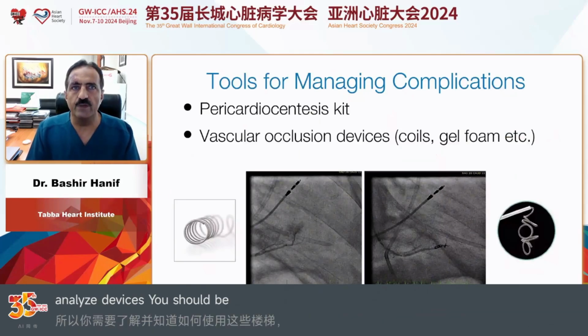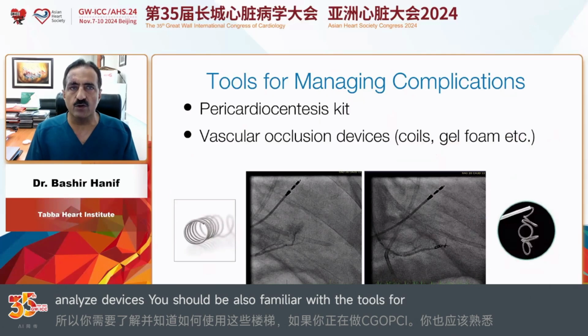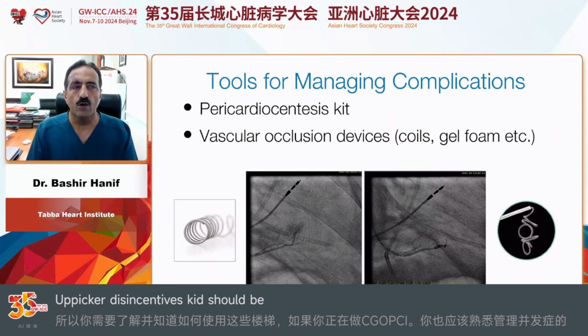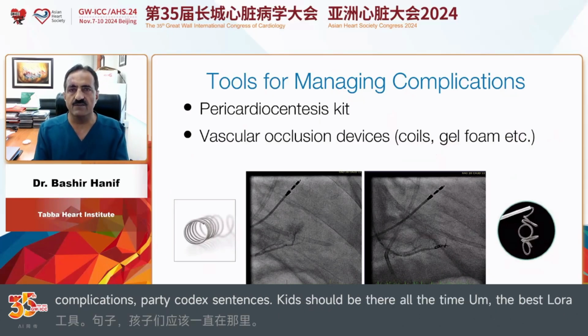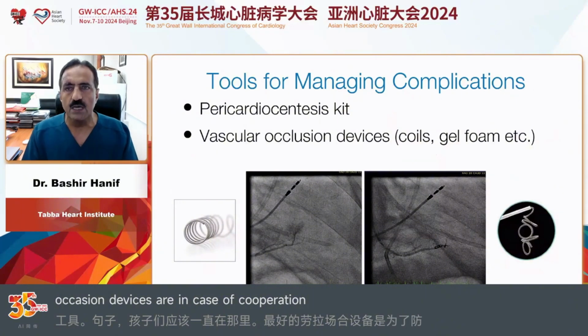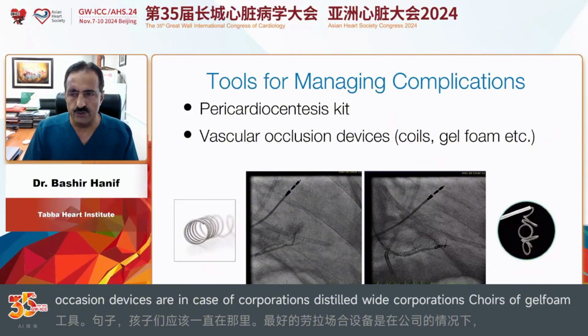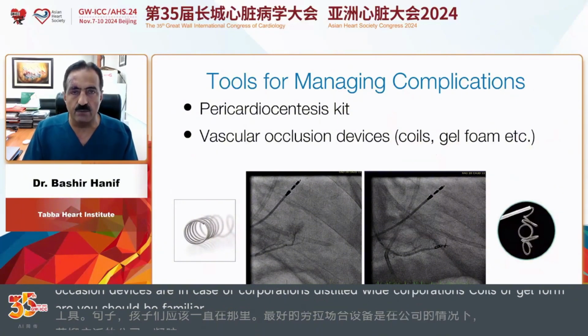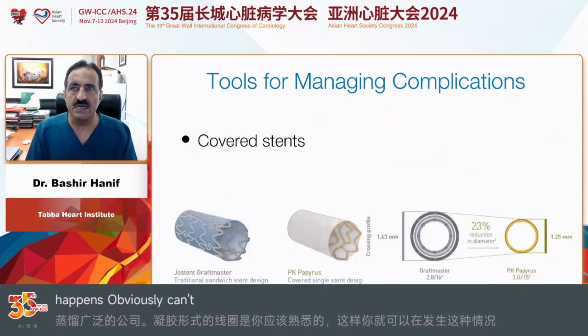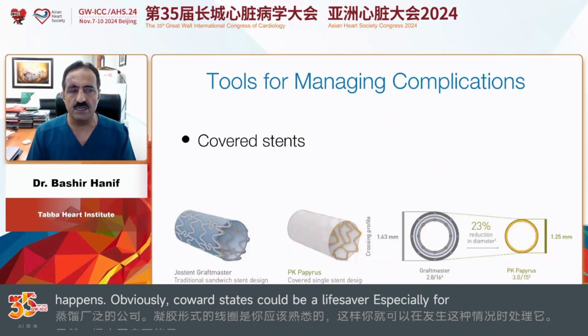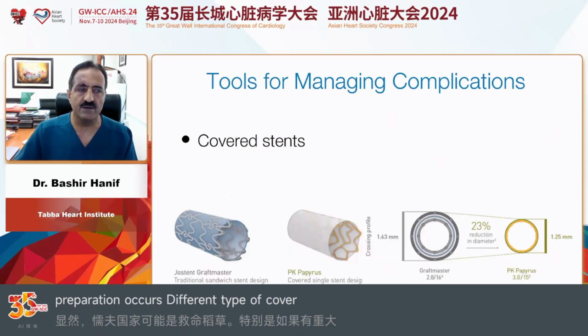You should also be familiar with the tools for managing complications. A pericardiocentesis kit should be there all the time. You should have vascular occlusion devices in case of perforations, such as distal wire perforations: coils or gel foam. You should be familiar with that so that you are able to take care of it if that happens. Obviously, covered stents could be a lifesaver, especially if a significant perforation occurs. Different types of covered stents are available.